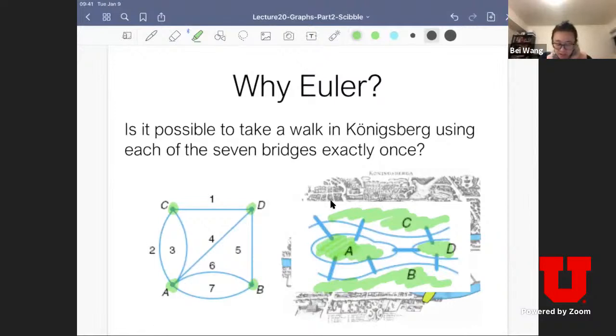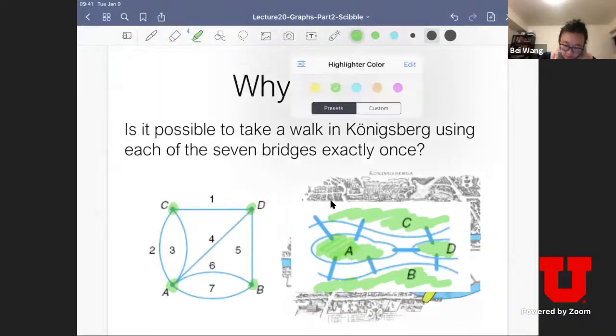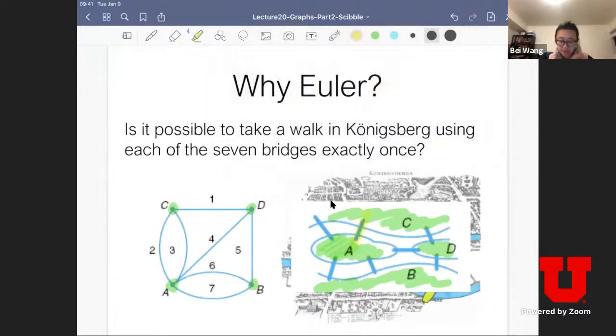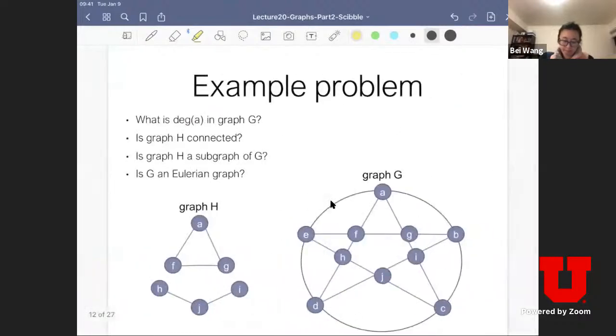So for example, there is an edge between land C and A. So there is an edge between CA, but also there are 2 bridges between these 2 pieces of land, so there are 2 edges between them. So you basically translate this problem into a graph problem, okay? So the question is, can I have a walk that visits each edge exactly once?